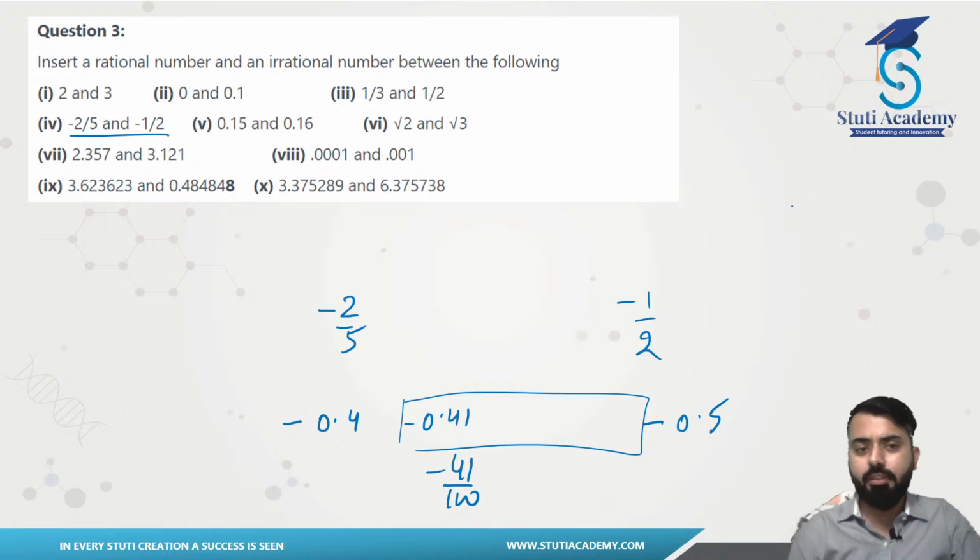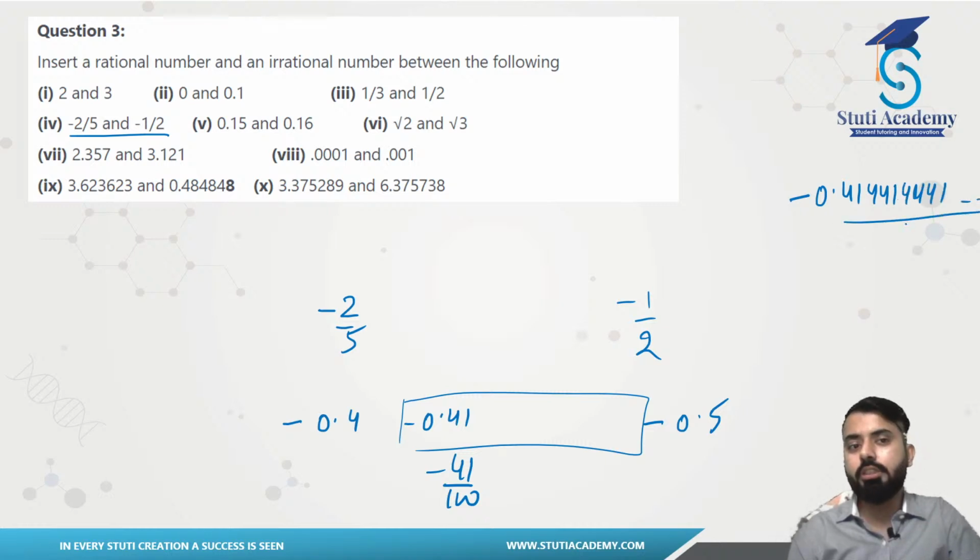That can happen like this. Negative 0.41, 441, 4441. Or you can just do it like this. So this will be an irrational, this will be a rational. I hope you guys are able to solve this one, right? That is the whole point here.